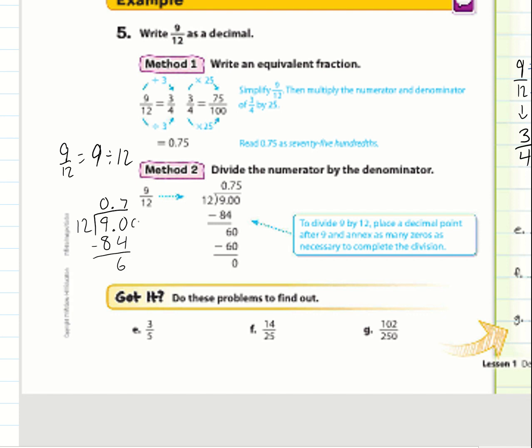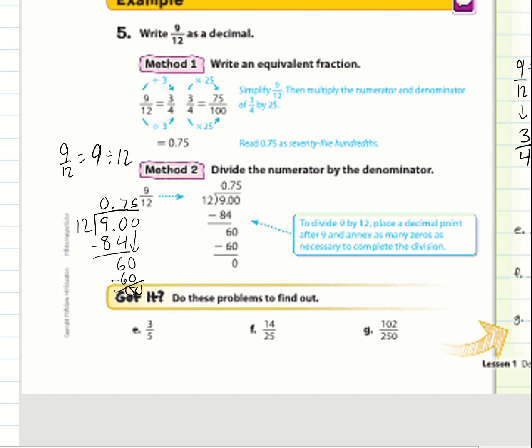And I still have a remainder, so I can add another 0. 12 goes into 60 5 times. 5 times 12 equals 60, minus, 0.